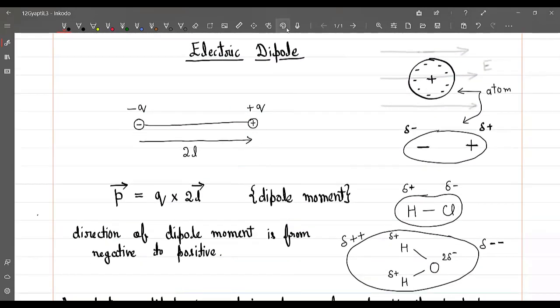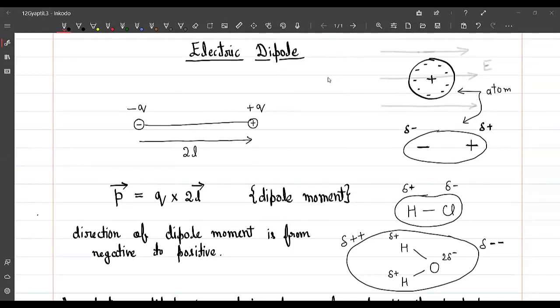Any questions? Sir, in electric field, the moment is from positive to negative, right? Yeah. Sir, so why in electric dipole it's from negative to positive?